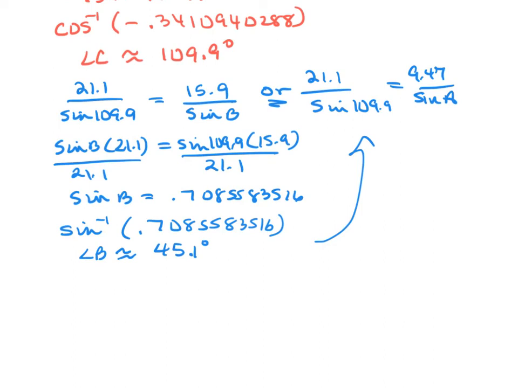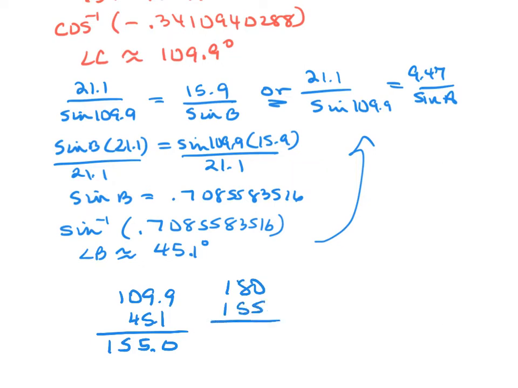Now, I don't need to go through the process of solving this one. To find my third angle, I can add 109.9 and 45.1. Add these up, and I get 155, and then I can subtract that from 180, and my third angle, angle A, equals 25 degrees.